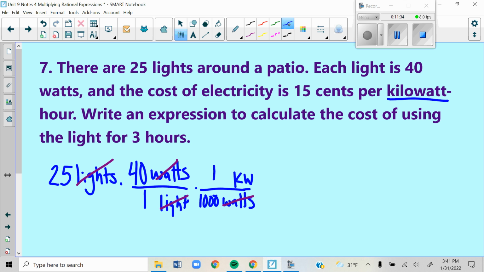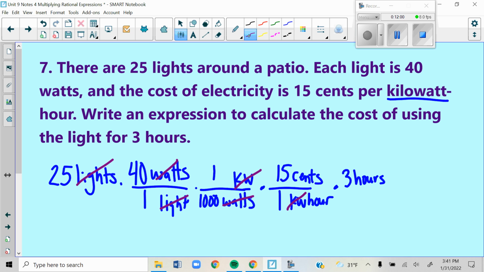And then it says it's 15 cents per kilowatt hour. So we changed it to kilowatts. So we're going to say 15 cents per 1 kilowatt hour. So kilowatts are going to cancel. And then the last thing says find the expression for 3 hours. So we're going to put in times 3 hours. And that's where we see the hour portion of that cancel.